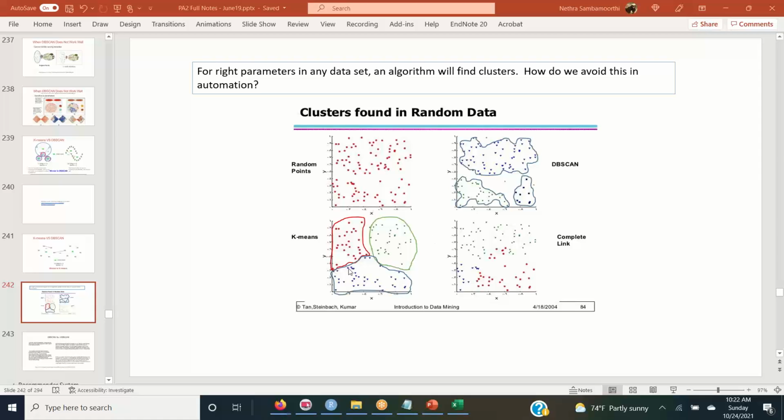You just said 3 clusters. I wanted k-means, this is what it will find. If you say with a certain epsilon and minimum points, it will find 3 clusters like this. And in complete linkage, if you look for 3 clusters, this is what it will be. Because remember, for the number of clusters you have to define the distance in the distance matrix. By moving to the right distance, you can find 3. For the right parameters in any data set, an algorithm will find clusters. So you have to be careful about this. That's my point.